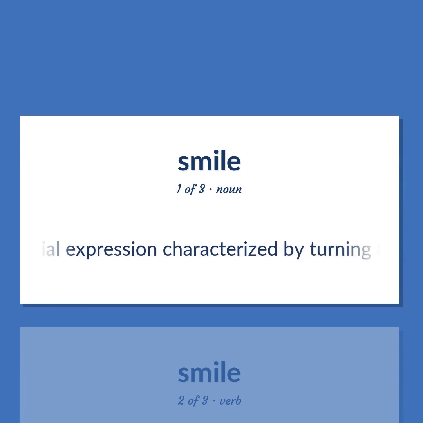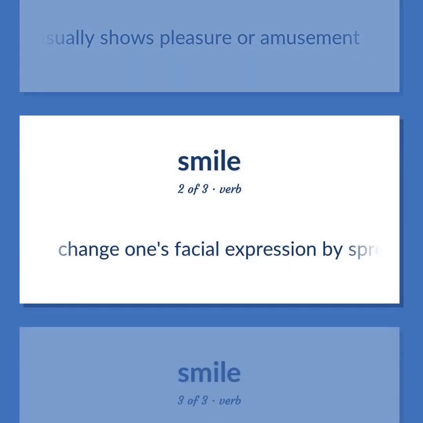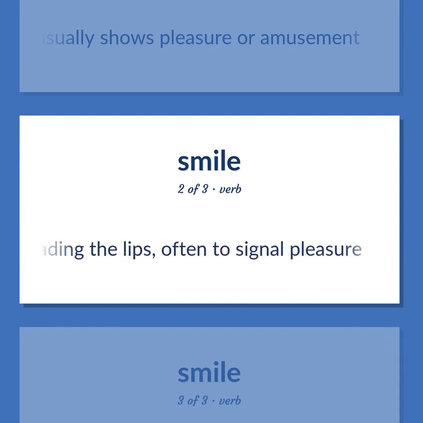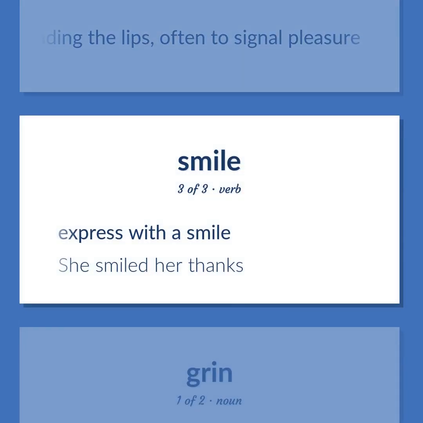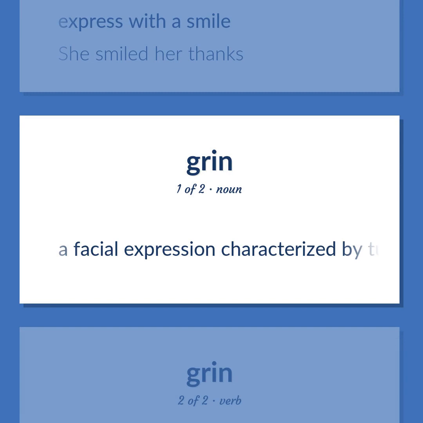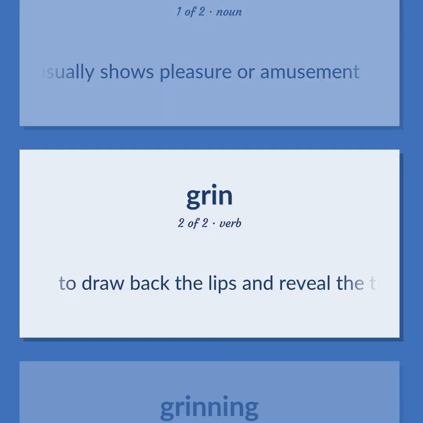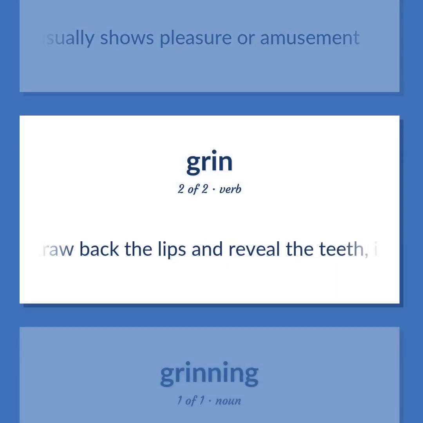A facial expression characterized by turning up the corners of the mouth usually shows pleasure or amusement. Change one's facial expression by spreading the lips, often to signal pleasure. Express with a smile. She smiled her thanks. To draw back the lips and reveal the teeth, in a smile, grimace, or snarl.